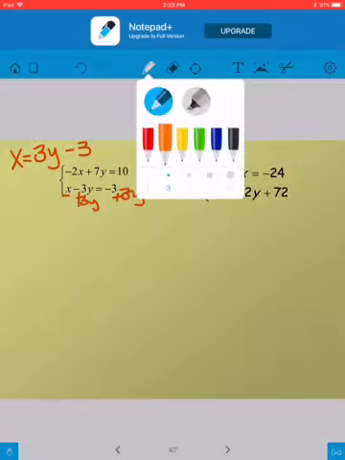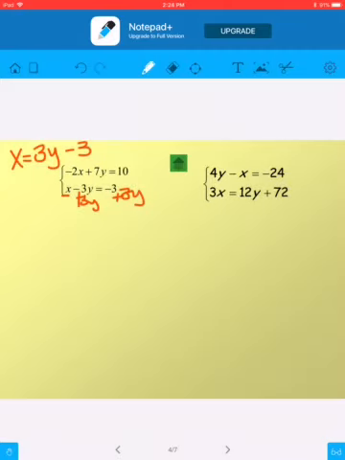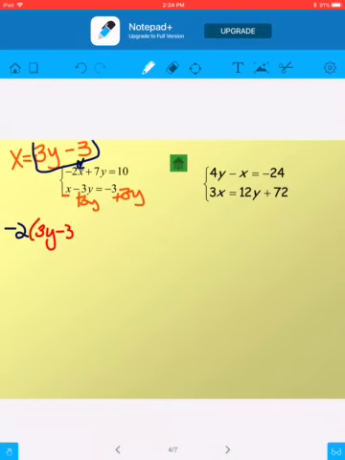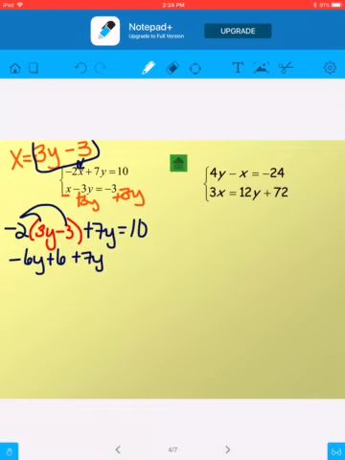So now I can take what x equals in the second equation, and I can plug it in for x in my first equation. So I have negative 2, but instead of having x, I'm going to plug in 3y minus 3. Then we have plus 7y equals 10. I need to distribute my negative 2. So I have negative 6y plus 6 plus 7y equals 10. I can combine like terms, so negative 6y and 7y becomes 1y plus 6 equals 10. And I can subtract 6 now, and I get that y equals 4.